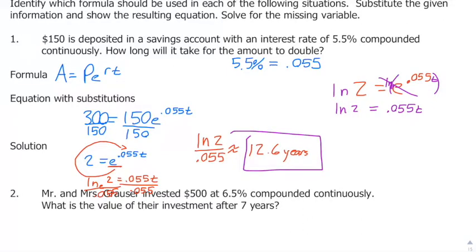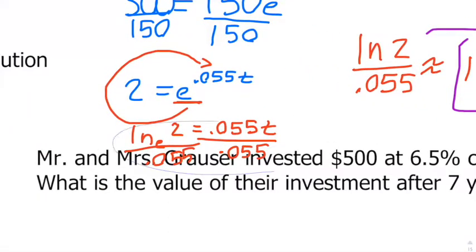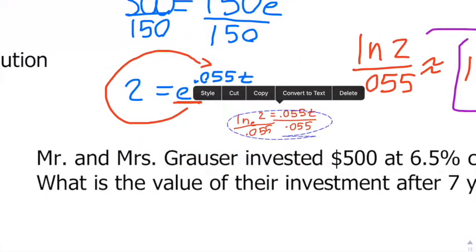Okay, so that is that. All right, and to get to 12.6 years, that's all in the calculator. I'm just kind of copying that from my notes here. So, all right, let's look at this next one here. Let's see if I can make that a little bit smaller.